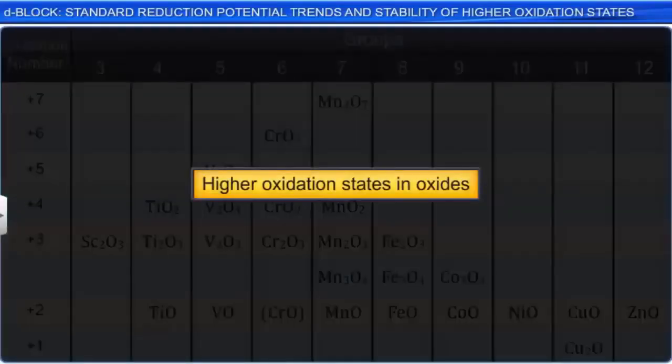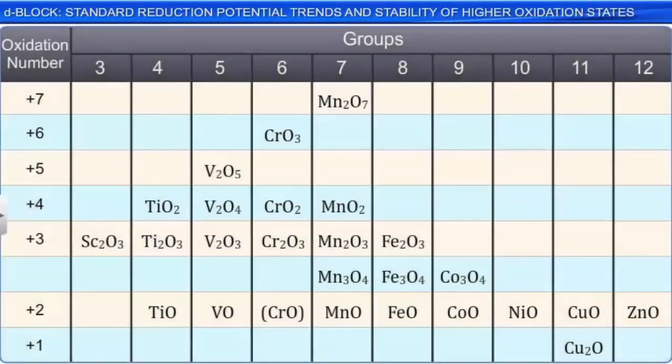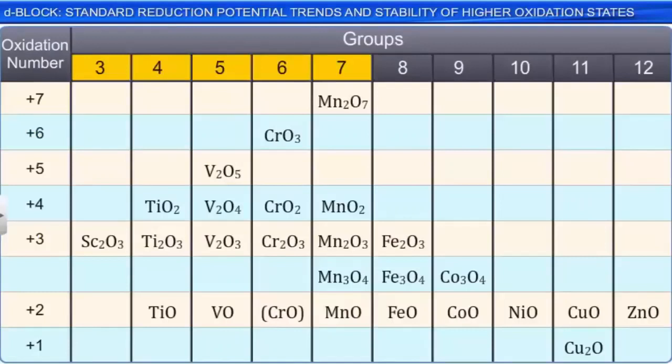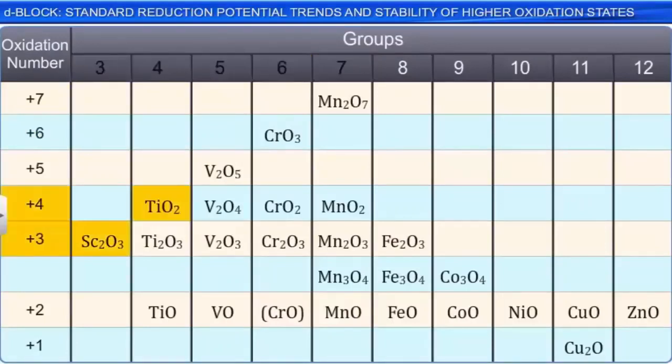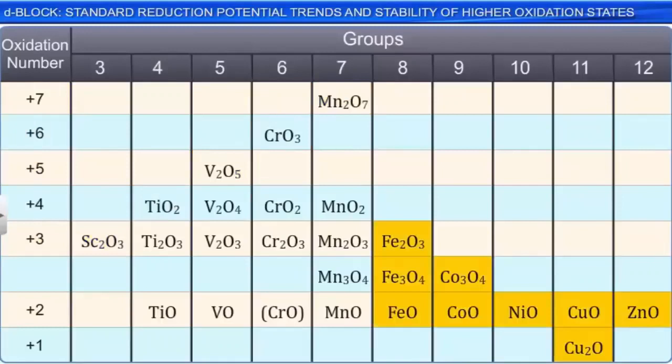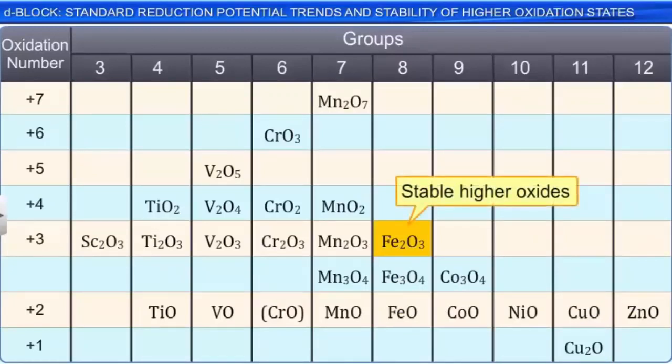Now let's look at the higher oxidation states in oxides. The table here lists the oxides of the 3d series of elements. The highest oxidation number in an oxide coincides with the group number and is attained from scandium(III) oxide to manganese(VII) oxide. No higher oxides are seen beyond manganese. For example, the only stable higher oxide formed by iron is iron(III) oxide.